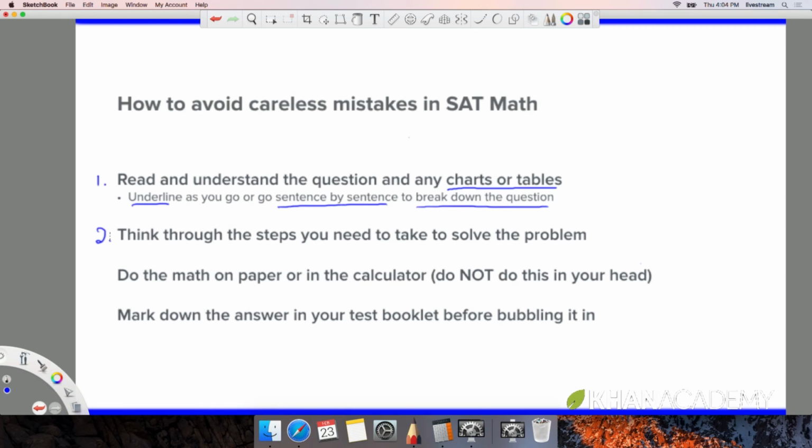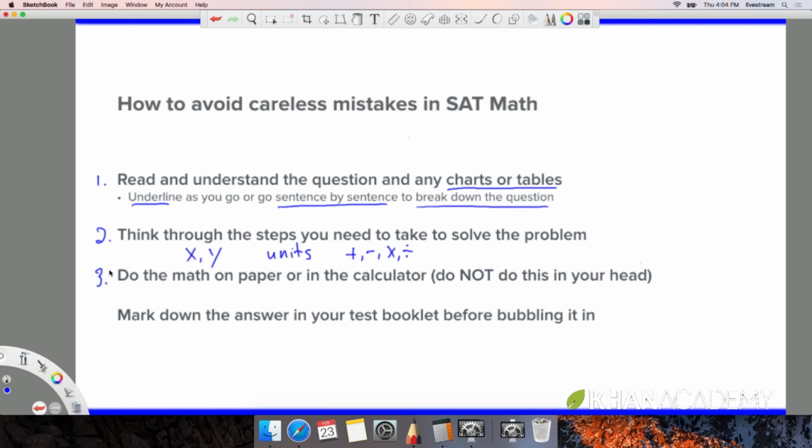The next thing I'd recommend is that you think through the steps you need to take to solve the problem. This includes things like figuring out which variable you're solving for, x or y. This is thinking about what units your final answer needs to be in, and any operations that you need to do to get to the right answer.